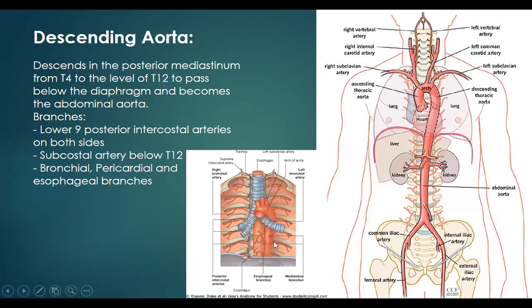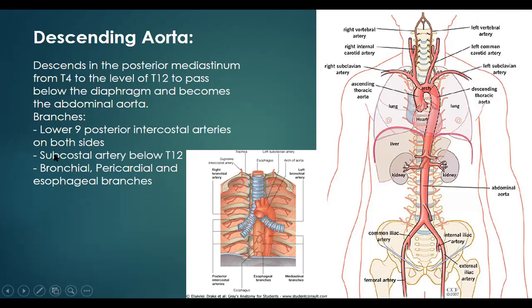These arteries are called posterior intercostal because there are also anterior intercostal arteries. So the lower nine posterior intercostal arteries on both the right and left sides come from the descending thoracic aorta. Then the subcostal artery, at the T12 level: below the 12th rib there is no intercostal space because there is no 13th space, so it lies in between. That is called the subcostal artery, below the T12 level.